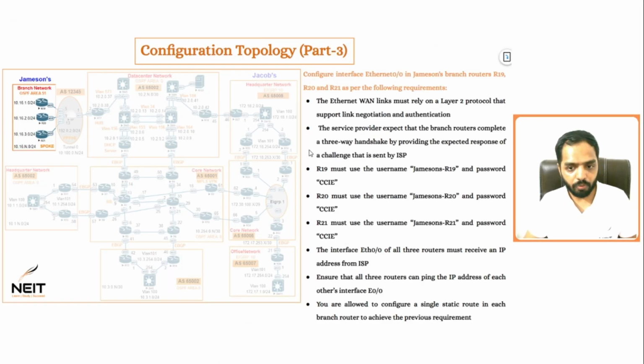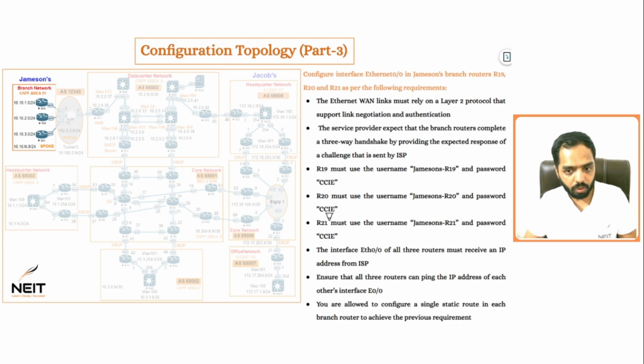Now we have to configure the routers. On router 19 the username must be Jameson's R19 and the password will be CCI. For router 20 the username will be Jameson's R20 with password CCI, and for router 21 the username must be Jameson's R21 with password CCI. The interface E0/0 of all three routers must receive an IP address from the ISP, and all three routers must be able to ping each other's E0/0 address. We are allowed to configure a single static route in each branch router to achieve this.